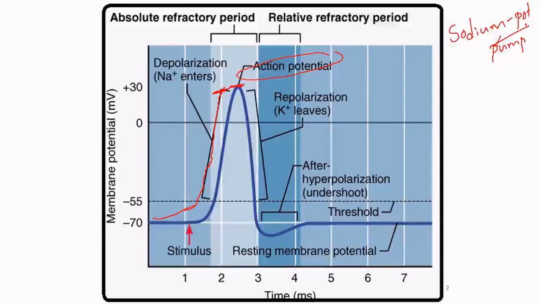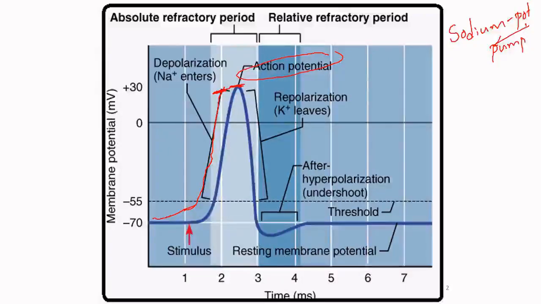After that, sodium ions will again rush back to the outside, and the same thing will be reversed for potassium: the potassium and chloride ions will be rushing back inside. So these things will happen, and I have already told you.